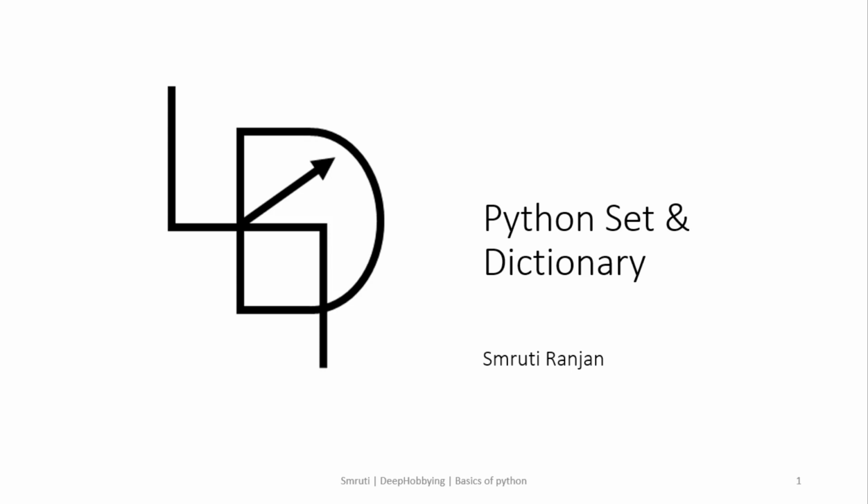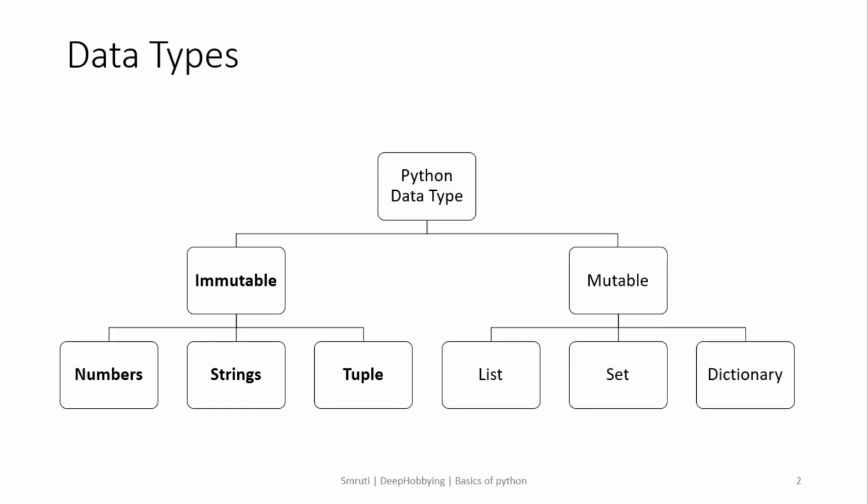Welcome back. In this tutorial, we're going to discuss set and dictionary. If you have followed my series on basics of Python, then you know that we have already talked about number and string data types, and in the last video, we discussed list and tuple. Similar to list and tuple, set and dictionary are also collections of elements of various data types.